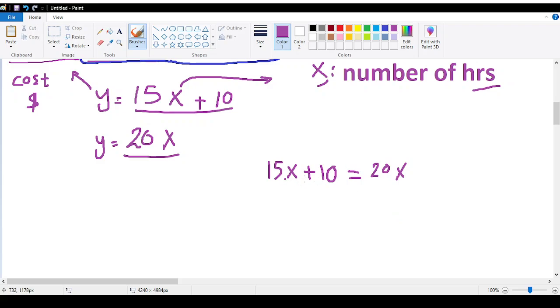What should I do? Or how to solve this equation? 15x plus 10 equals 20x. What should I do in order to solve this equation? We combine the like terms. So? We move the 15 to the side of the 20, we add them. So it's going to be what? Minus 15.